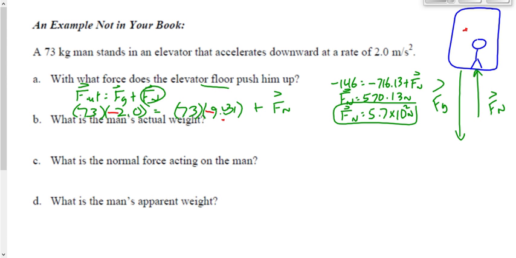Guys, listen, think back to the beginning of, I think it was last week, towards the middle of last week, we talked about different types of forces. The first one we defined was weight. Weight is defined as the force of gravity, which is mass times 9.81. So the man's actual weight is going to be 73 times 9.81, force of gravity. We're going to make it positive because I don't like to have a negative weight. What do we get there? 7.2 times 10 to the 2?